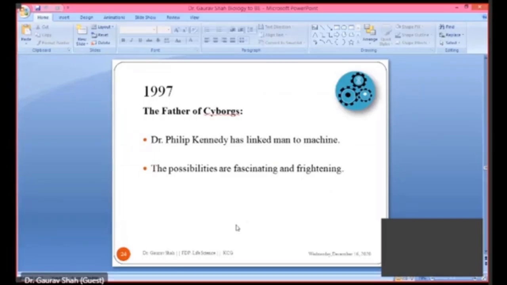So, it's Dr. Philip Kennedy, also known as father of cyborgs, right? He is a very known person, and he created the world's first human cyborg from Johnny Ray, right? And the possibilities are fascinating and frightening itself.